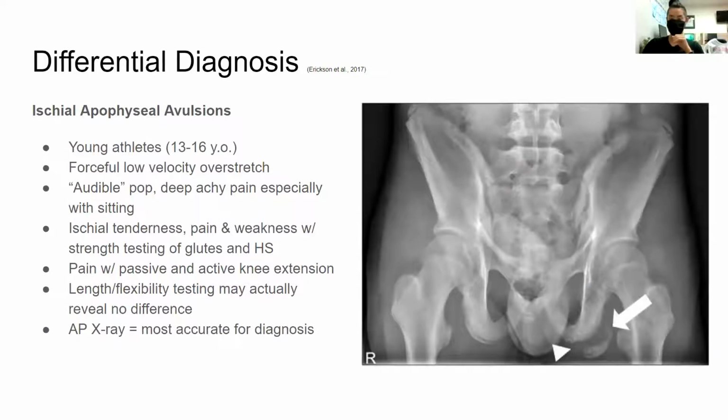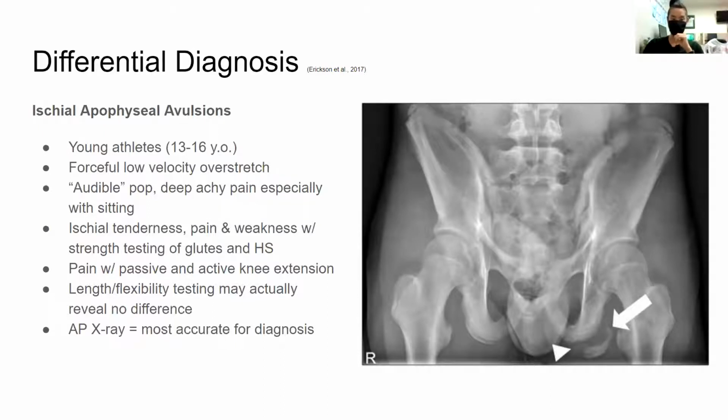And then when you're dealing with the younger population, you also want to consider an ischial apophyseal avulsion. This one tends to happen in the adolescent age, 13 to 16 years old. It usually occurs with a forceful but low velocity overstretch. Same as with the hamstring tendon avulsion, you'll get an audible pop, and they'll complain of deep achy pain, and they'll have a real hard time sitting.